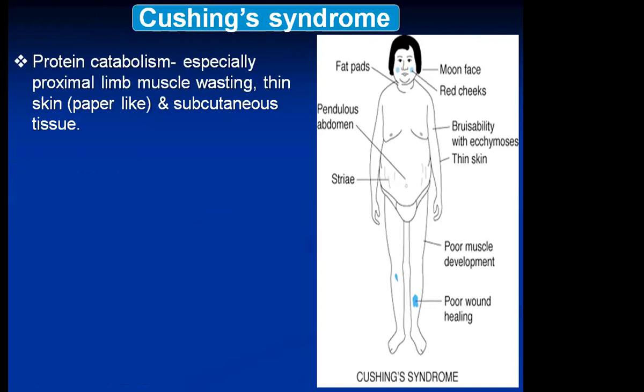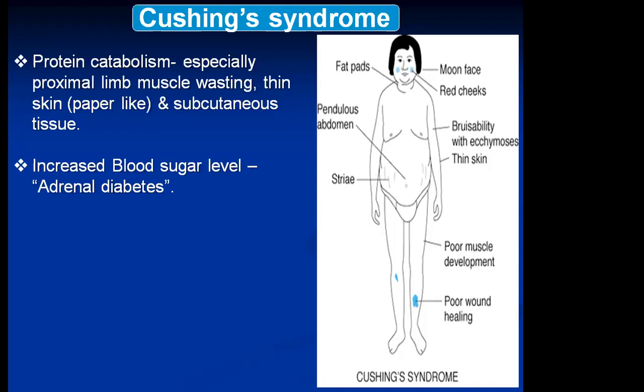Now we had seen that whenever cortisol is in excess, it will lead to protein catabolism. Therefore, it will cause catabolism, especially in the proximal limb muscle, leading to proximal limb muscle wasting. The skin will be thin like paper, and the subcutaneous tissue also will be thin. There will be increased blood sugar level.